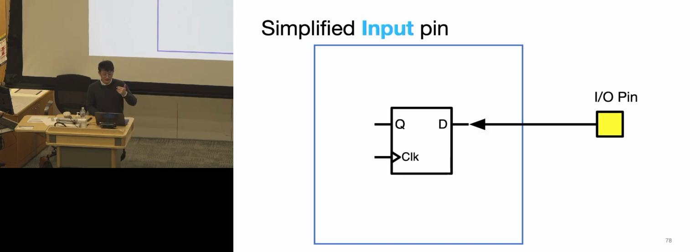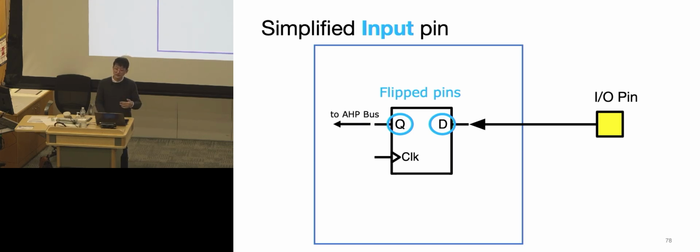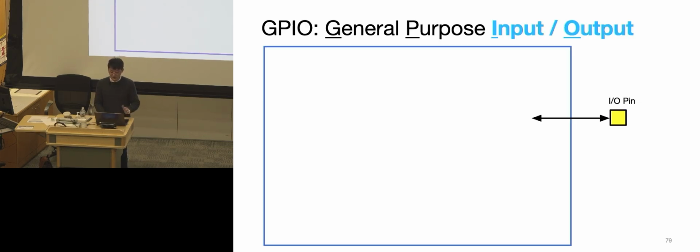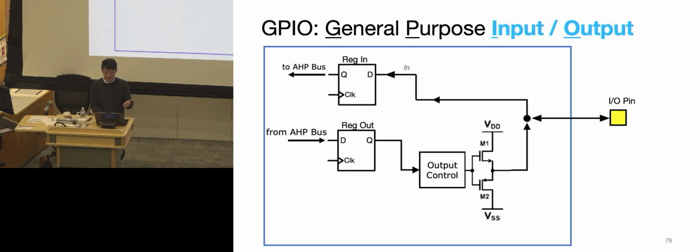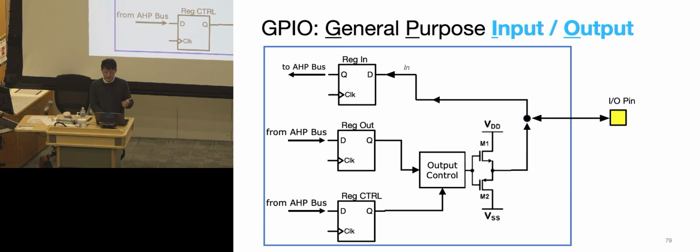And then for the simplified version of the input, it's basically a different type of D-flop. I just switched it to let you know that it's a different type of configuration. And then the data basically comes in and is sent to the high performance buses, and then to registers, etc. If we put them together, this is essentially what it looks like internally.